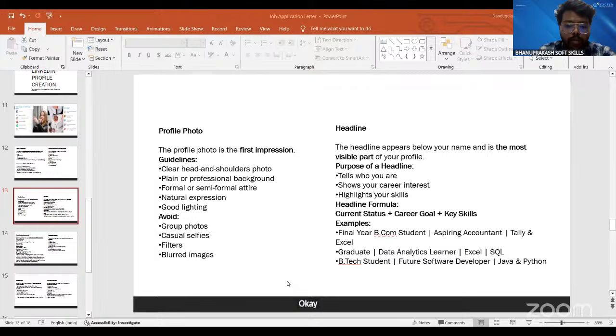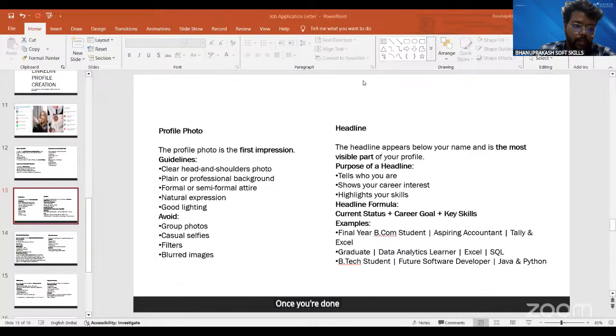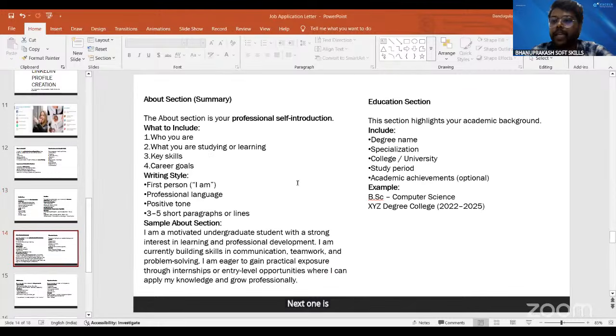Okay. Now let's move to the next section. Just make sure this is in the same headline formula that I'm showing you: current status, career goal, and the key skills. Once you are done with this, the next one is the about section, a summary section you can find.